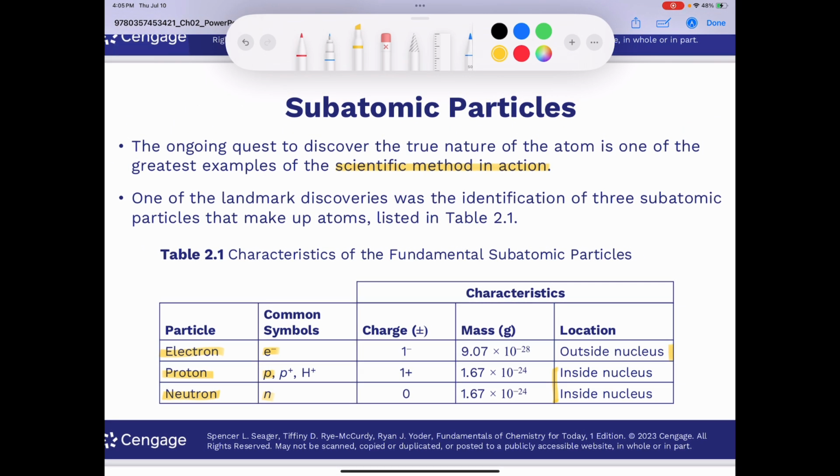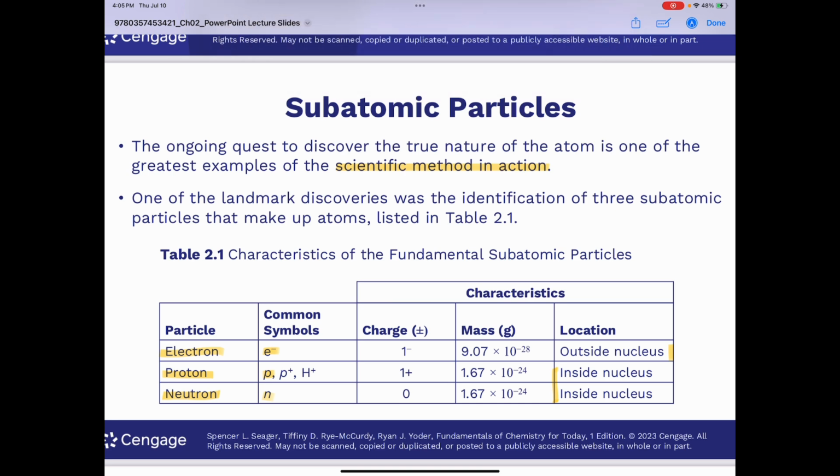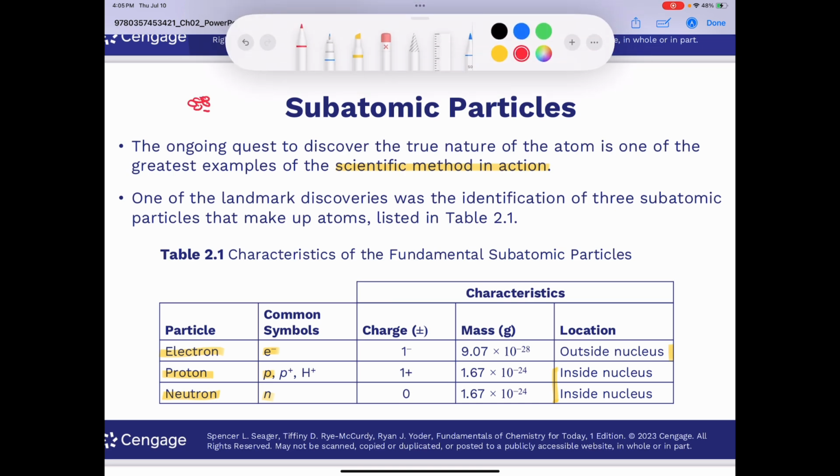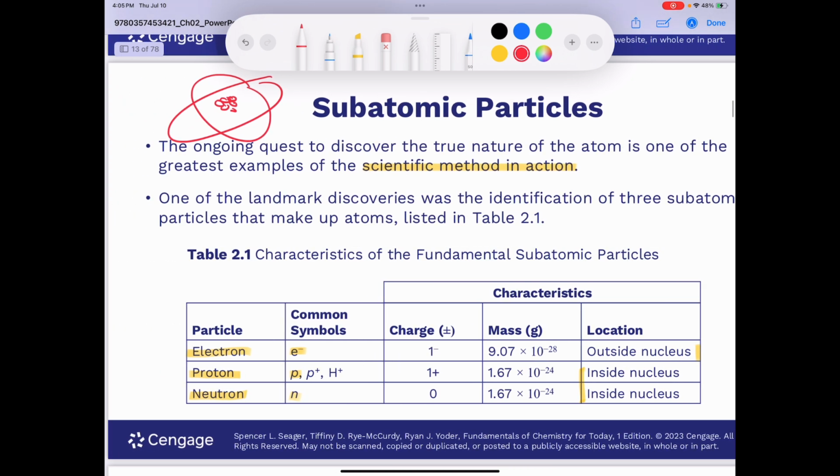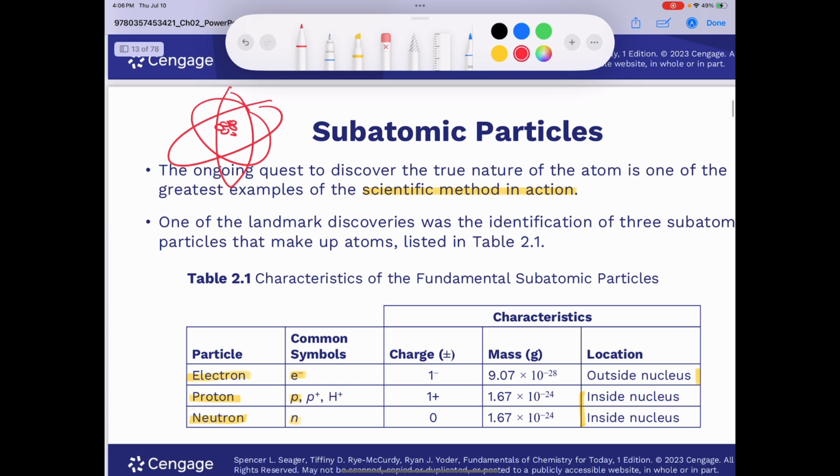You might see a picture somewhere that looks like this, with a nucleus, and then you see electrons going around in orbits like this, which isn't scientifically accurate. But the idea is there that protons and neutrons are in the nucleus, or in the center of the atom, and electrons are on the outside. And we're going to get into that a little bit more.